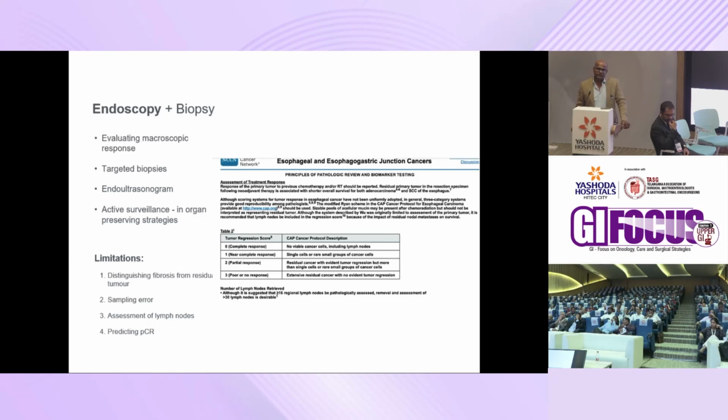Again, the third thing is we are coming inside the lumen. Inside the lumen, we need to do an endoscopy because we have ruled out the metastasis. We have got some idea about the regional spread. Now we want to see whether there is a response from the tumor.